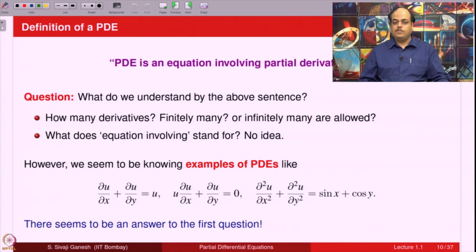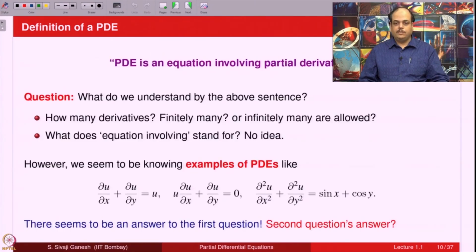Therefore, there seems to be an answer to the first question, that is, how many derivatives should be there in an equation, because whenever we are writing an example of a PDE, we are not thinking of writing an equation which involves infinitely many derivatives. Therefore, we know that a PDE should have only finitely many derivatives appearing in the equation. What about the second question's answer? Still no idea.